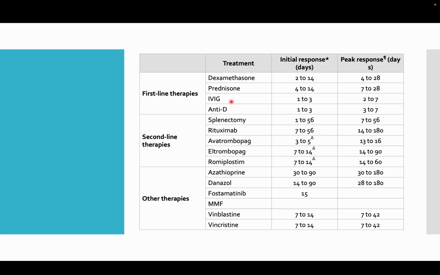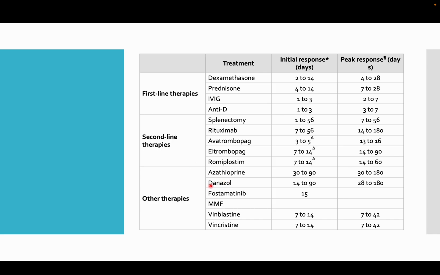So that is what I am trying to tell. IVIG, anti-D and splenectomy are the ones which have a day 1 or day 2 response. The peak response of IVIG is in 2 to 7 days, and it lasts for 2 to 6 weeks. Other options: rituximab can be used, and TPO agonists like eltrombopag, romiplostim and avatrombopag.